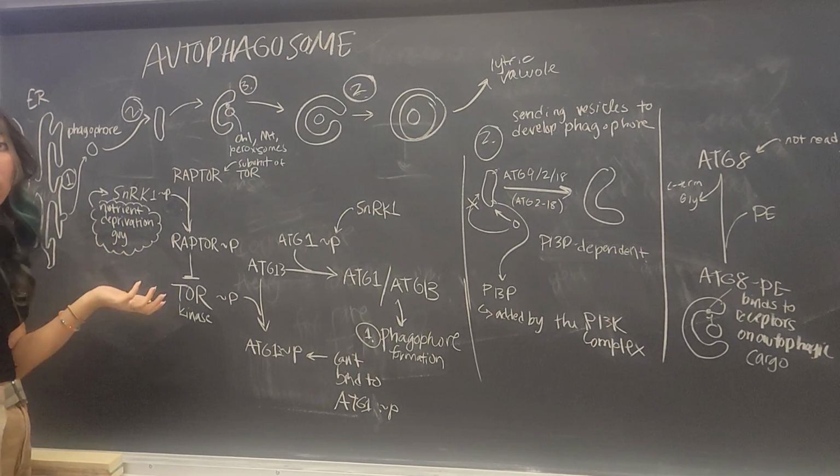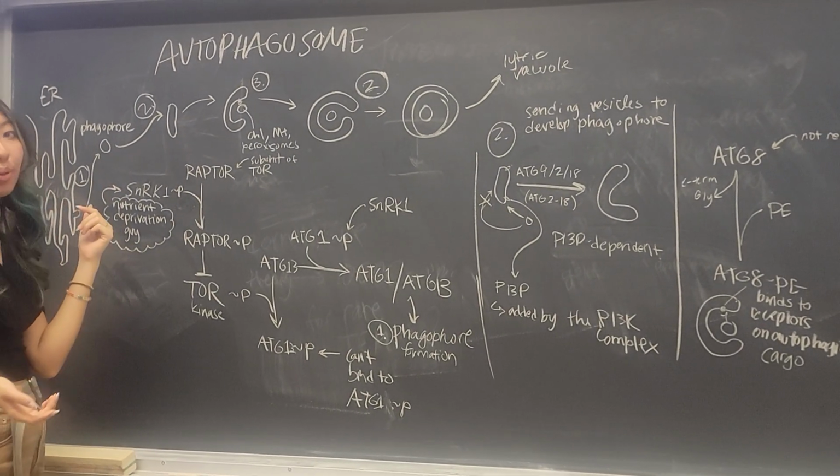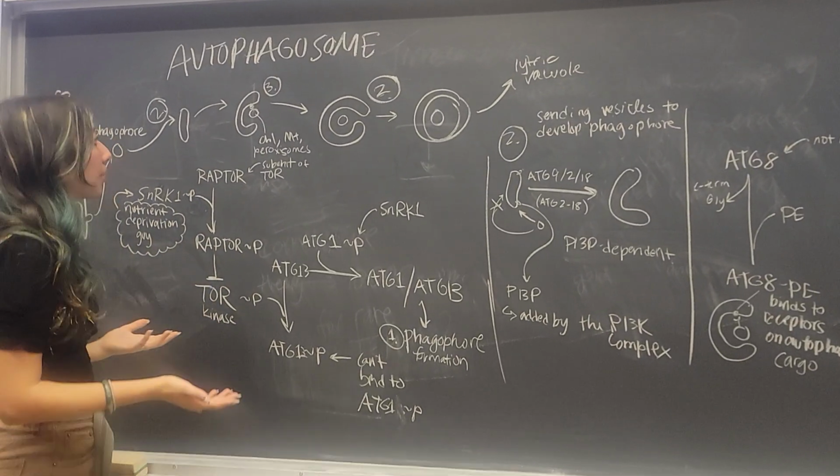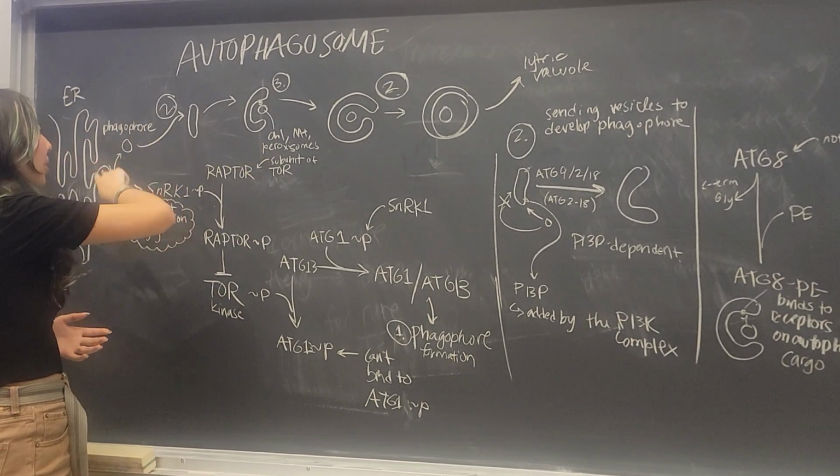The thing that you will probably engulf is likely something with a lot of ROS. So chloroplasts, mitochondria, peroxisomes. Make sense? We'll get to the numbers in a second.